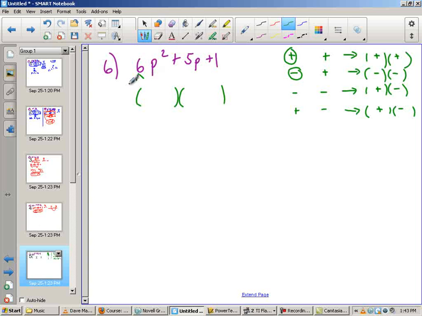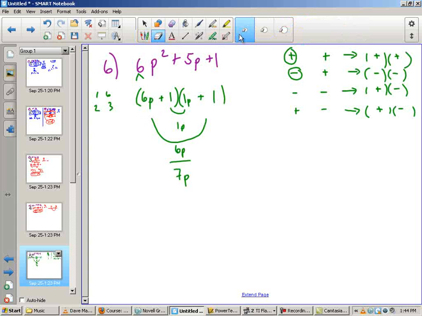The problem is that 6 has factors of 1 and 6, 2 and 3. And really, there's no predictable way to say this is always how we factor. You have to guess and check. So let's say that I did 6p and 1p. Notice that 1 only has factors of 1 and 1, so I have to put 1 and 1 there. And then my signs are supposed to be plus and plus. I have to check. This is 1p and this is 6p. You only really need to check the outer and inner. That gives me 7p. That's too big. I can't use this combination.